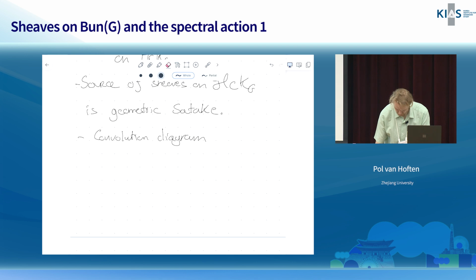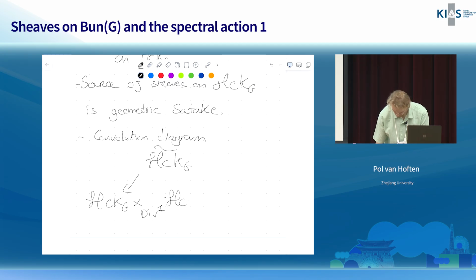So let me call this local Hecke tilde, and then my subscripts G are going to start falling off at some point. Div1.